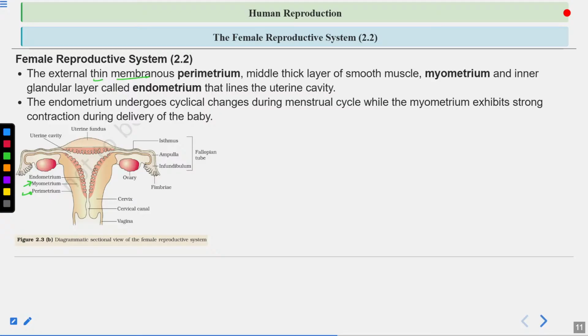So the myometrium, being of smooth muscles, can initiate contractions, and these contractions are further amplified by the hormone oxytocin. Then the endometrium is the innermost layer. And this endometrium undergoes cyclic changes during the menstrual cycle, meaning its thickness will vary depending on the level of progesterone.